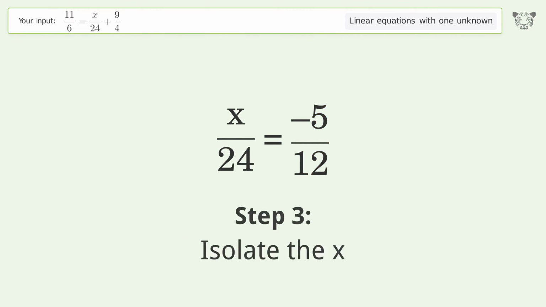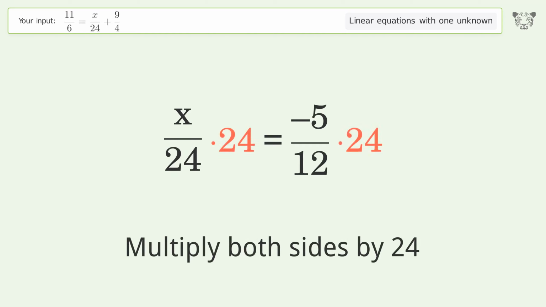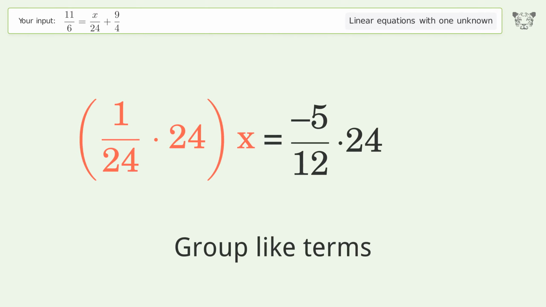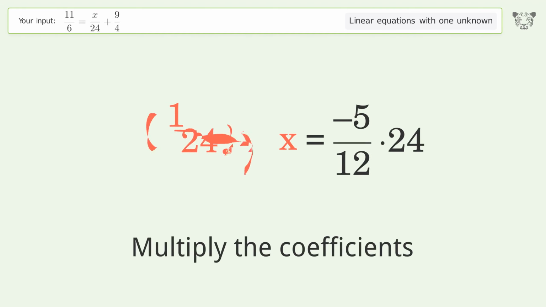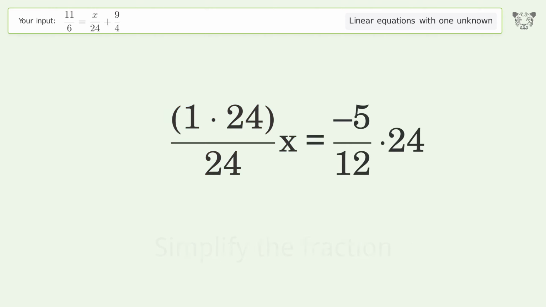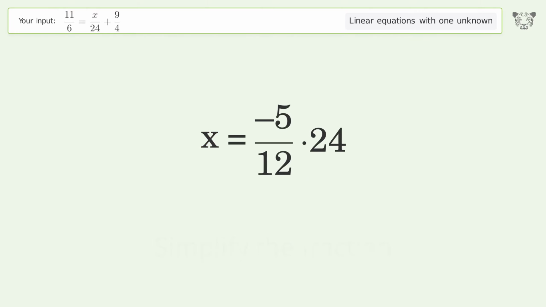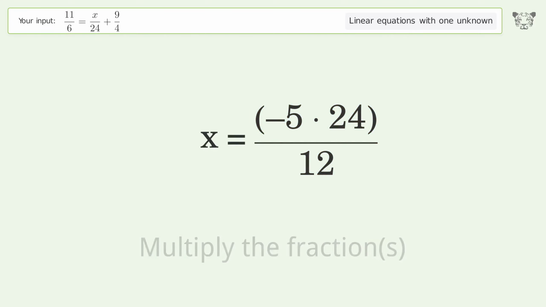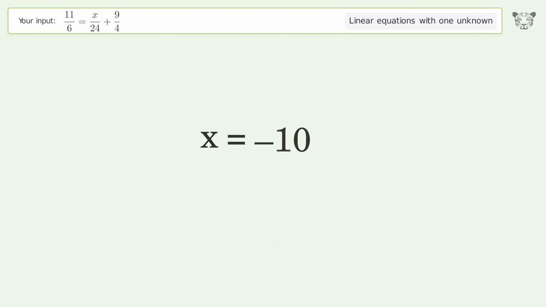Isolate the x. Multiply both sides by 24. Group like terms. Multiply the coefficients. Simplify the fraction. Multiply the fractions. Simplify the arithmetic. And so the final result is x equals -10.